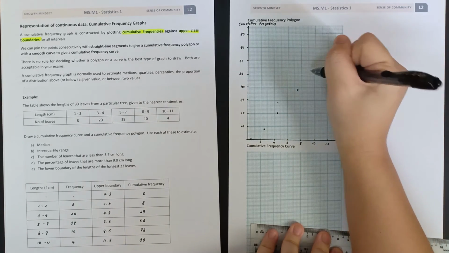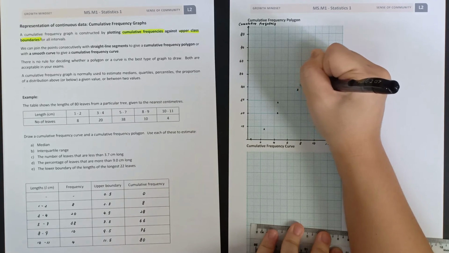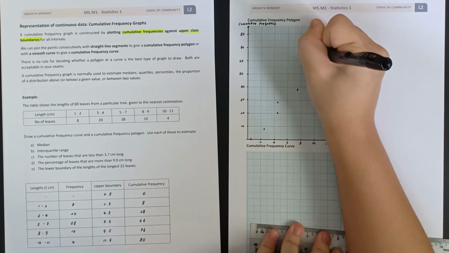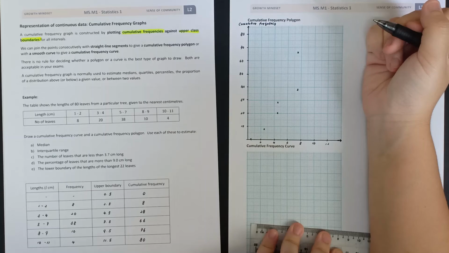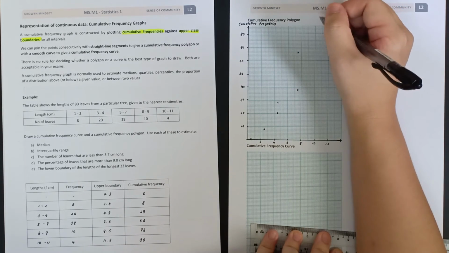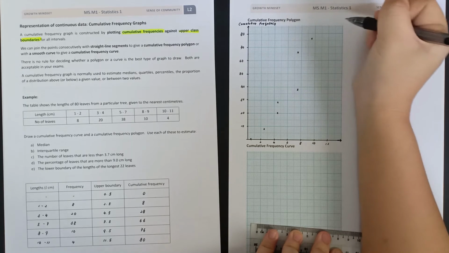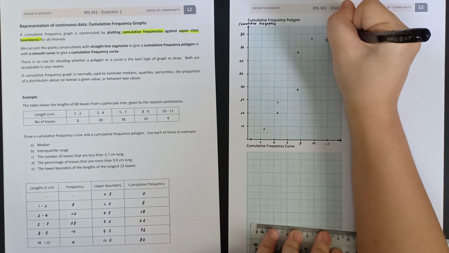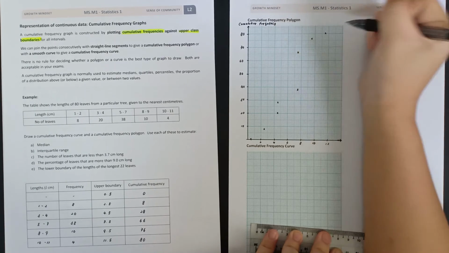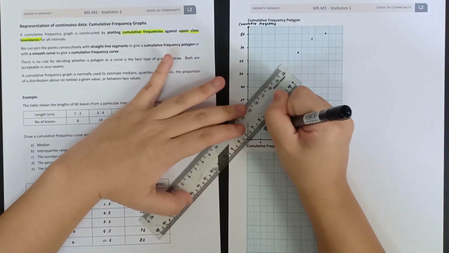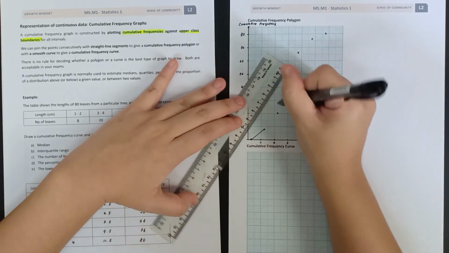And then the next one, 66. 7.5 is 66. Okay, then the next one, 76 for 9.5. 80 for 11.5. Okay, so I'm going to connect to the correct line, so yeah, just ignore the part that I did wrong.